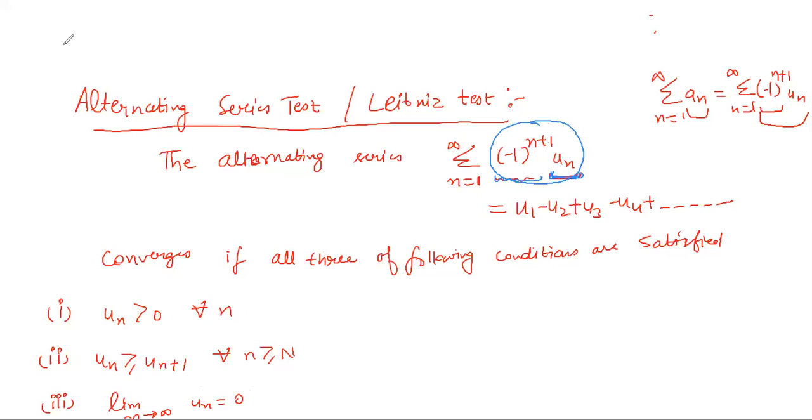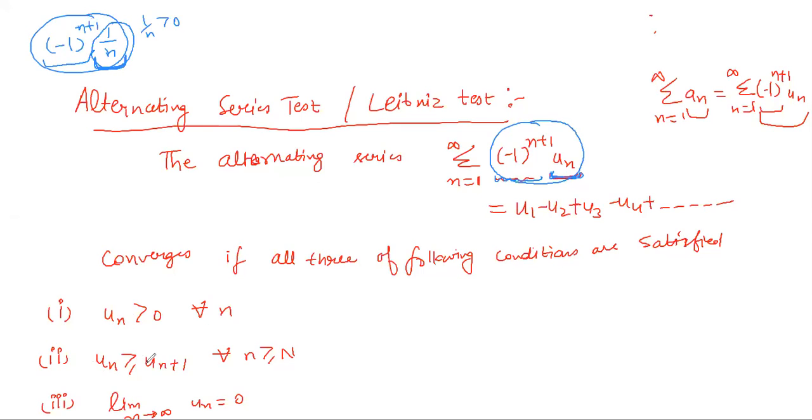So you can take an example like (-1)^(n+1) · 1/n. This is your complete general term of the series, out of which this part is for alternating signs, while the rest of the term, this one only, 1/n, we know that is positive. So this un should be positive.